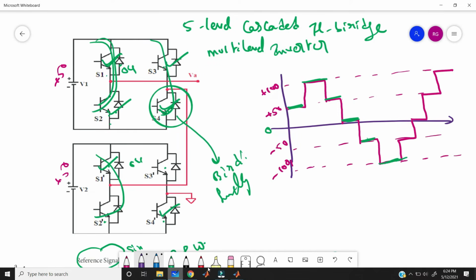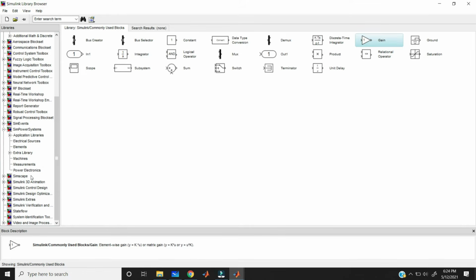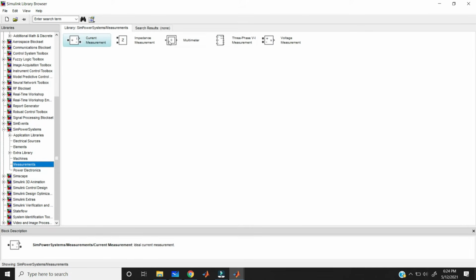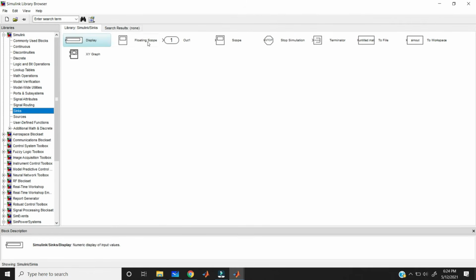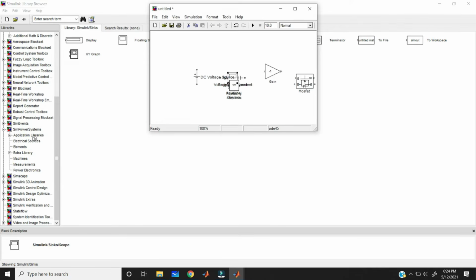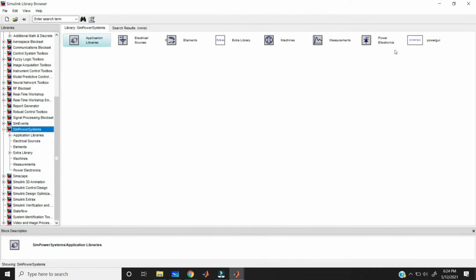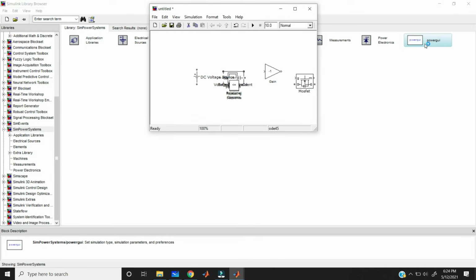Go to measurements, and you can get the voltage measurement. To measure the voltage we need a scope, so go to sinks and you can get the scope. And we must also take a power GUI, because without that we can't run the circuit. That's it, these are the elements we want.